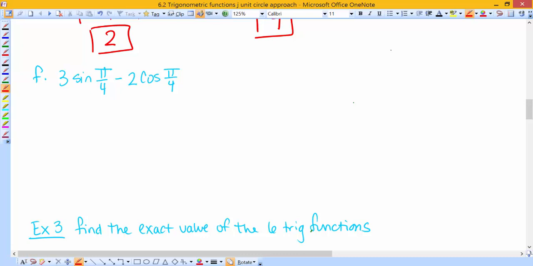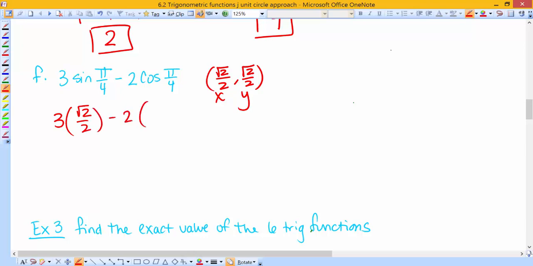So they both have a pi over 4. So if you go to pi over 4 real quick, find the point, root 2 over 2 and root 2 over 2. This is my x, this is my y. So the sine is root 2 over 2. The cosine is also root 2 over 2. So we put a 1 underneath the 3 and the 2. Put a 1 underneath, multiply across. So I get 3 root 2 over 2 minus 2 root 2 over 2. Do not cancel the 2's here in this second fraction. You need a common denominator so you can add.